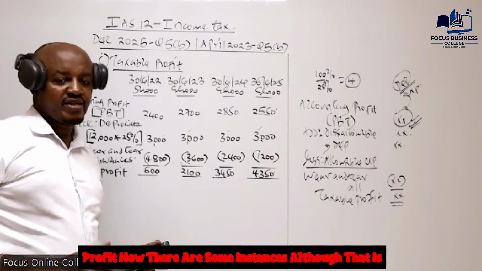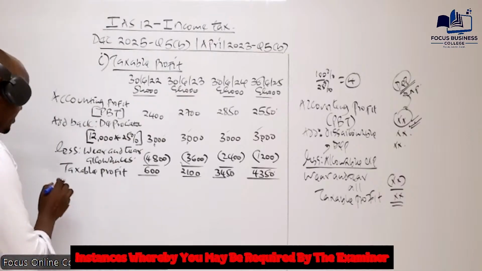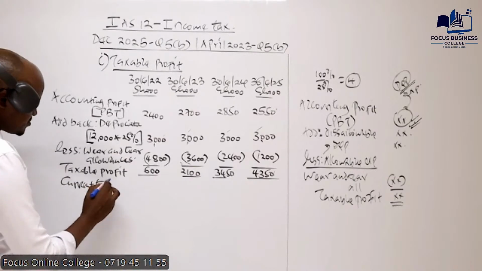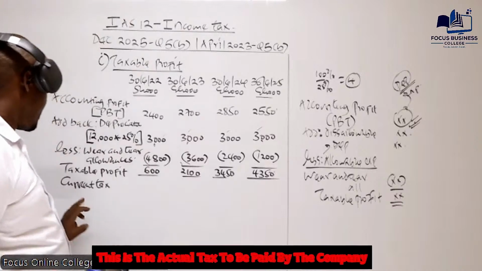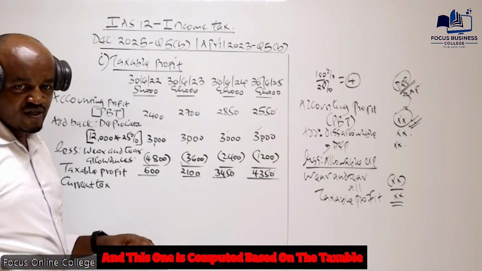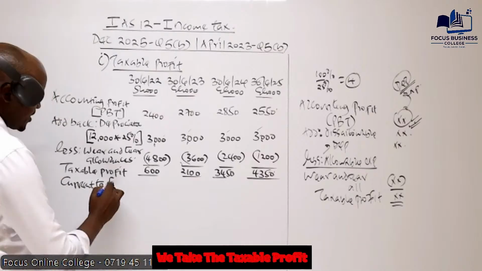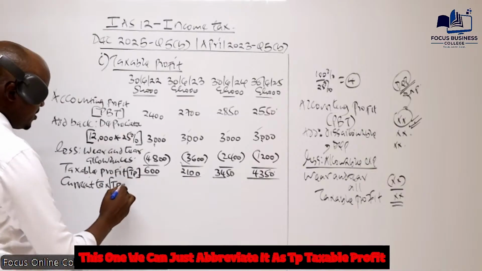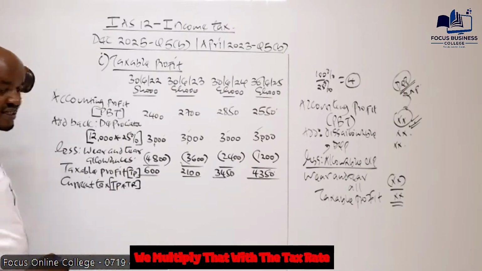Now there are some instances, although that one is not required in our question, whereby you may be required by the examiner to compute the current tax. Remember, the current tax is the actual tax to be paid by the company, and it is computed based on the taxable profit. So we take the taxable profit, abbreviated as TP, and multiply it by the tax rate.